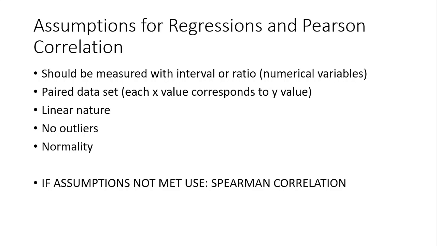Assumptions for regression and Pearson correlation. The statistical test we're going to do is Pearson correlation. Let's see our assumptions. It should be measured with interval or ratio. Let me give you some examples. An interval is like a temperature probe. You'll get degrees Celsius or Fahrenheit, and there is an equal amount of difference between each unit of the Celsius scale. This is called an interval, the difference between the units. So it should be measured with interval or ratio.